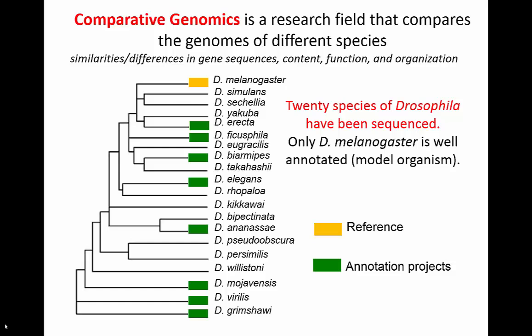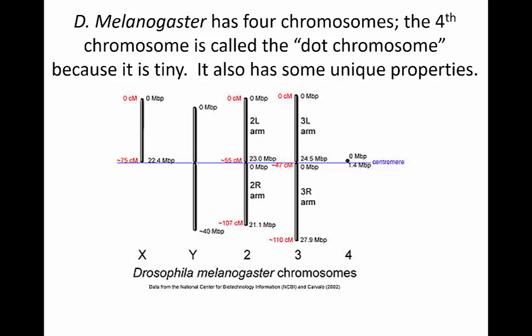The species indicated in green are species that our project has either looked at in the past or is currently looking at. Drosophila melanogaster has a haploid number of 4, so each individual would have 8 chromosomes. The first chromosome is also the sex chromosome, and then there are 3 autosomes, called chromosome 2, chromosome 3, and chromosome 4. The research question that our project is investigating has to do with the 4th chromosome, which is also called the dot chromosome because it is very, very tiny.